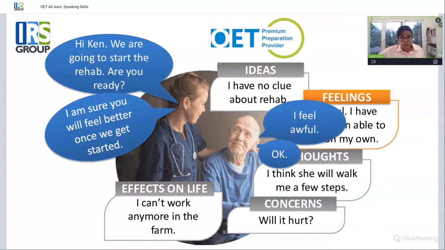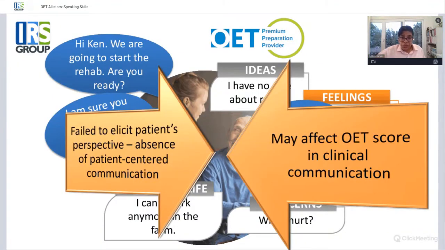So that's not quite good. It's not something which is appreciable. The health professional in this case failed to elicit the patient's perspective, absence of patient-centered communication. And it may affect the OET score in clinical communication as well. So there's a big problem there. How can we address it? How can you improve? Think what could have been done differently. You can type in the chat box.